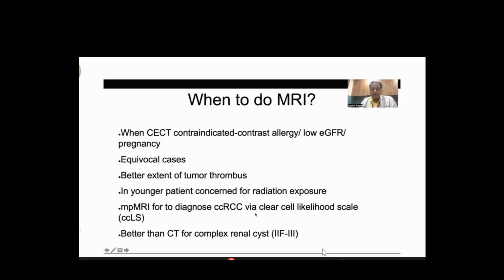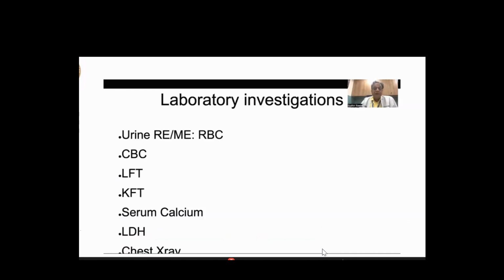MP-MRI for diagnosis of clear cell carcinoma via the clear cell likelihood scale is also available, which can give you a very good indication that this is clear cell carcinoma, or it is better than CT in complex renal cysts, as I have told you in 2F and 3.